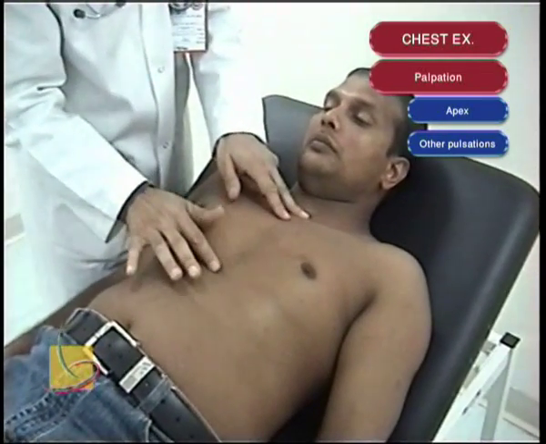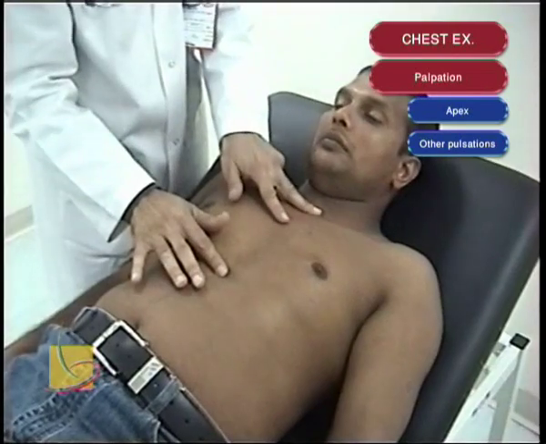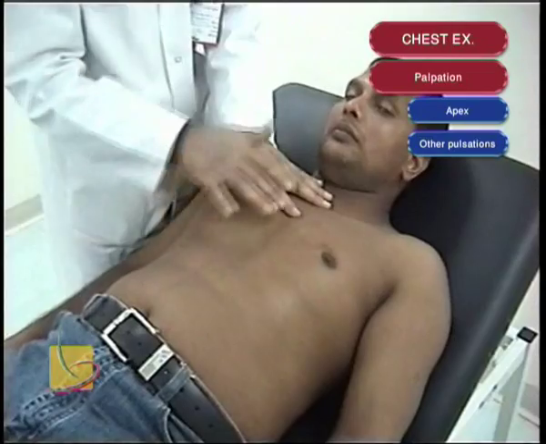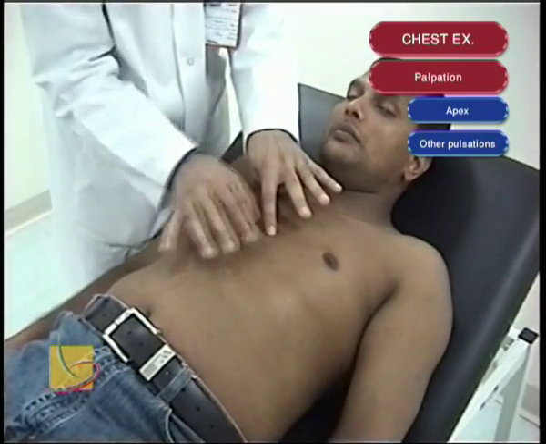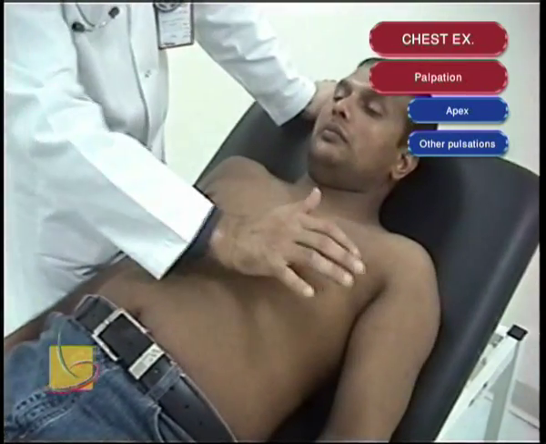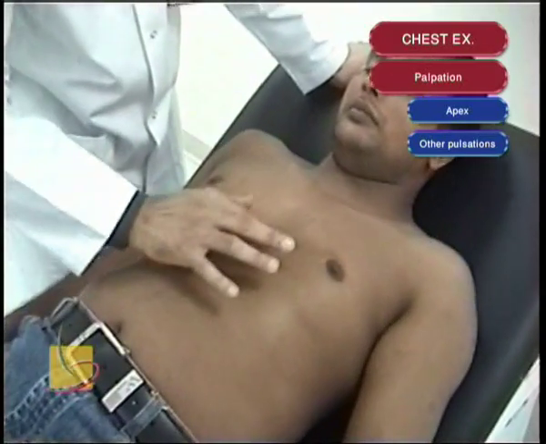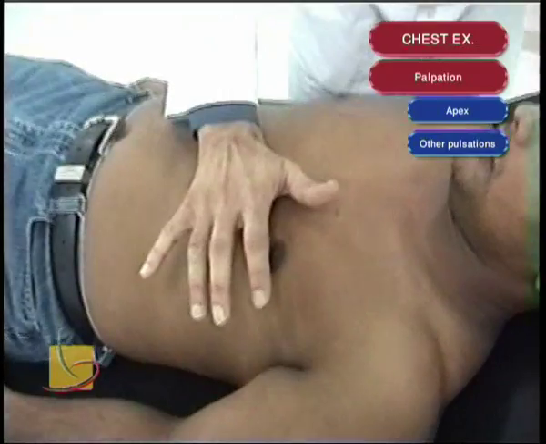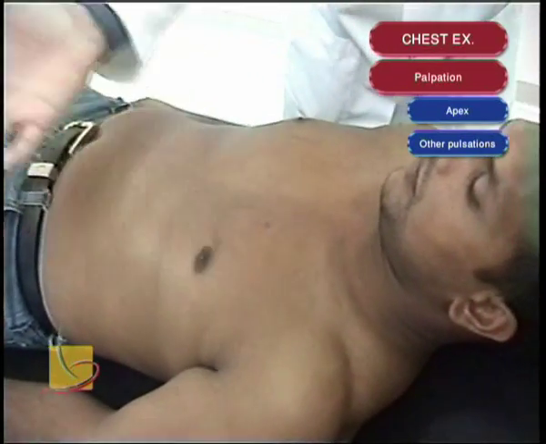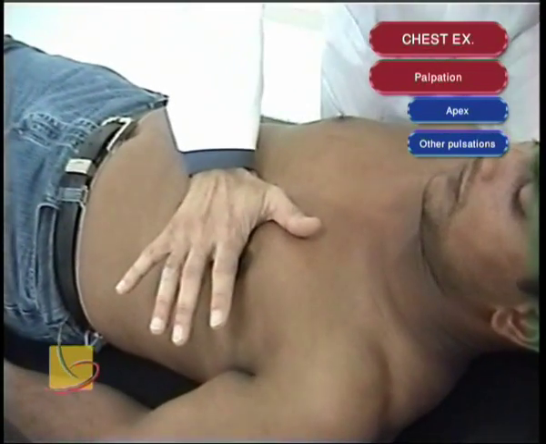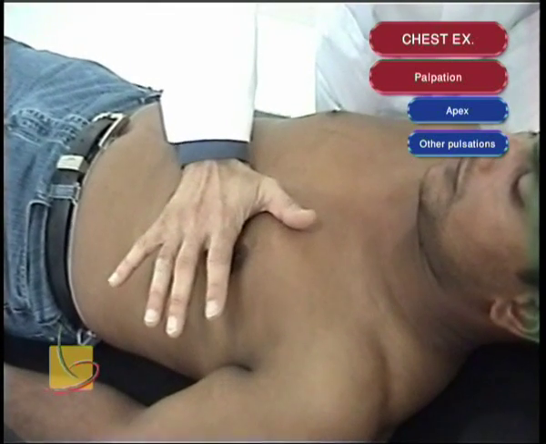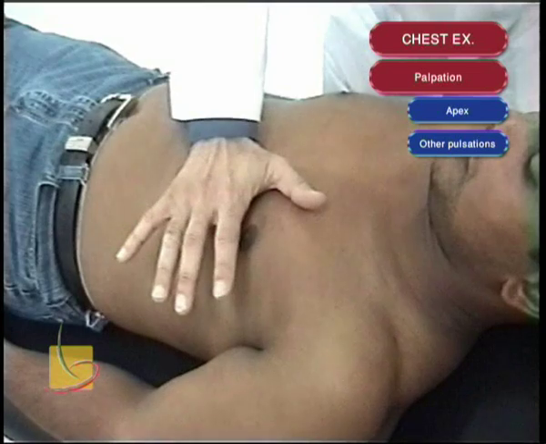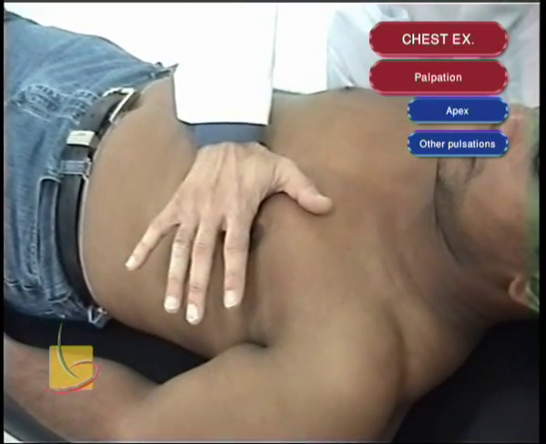The sternum, you can divide it into 3 parts, just approximately. Upper third, middle third, and lower third. Now put your hand just lateral to the lower third of the sternum, like this, with a little and gentle pressure. If the patient has parasternal pulsation, notice that your hand will move like this with each pulse.